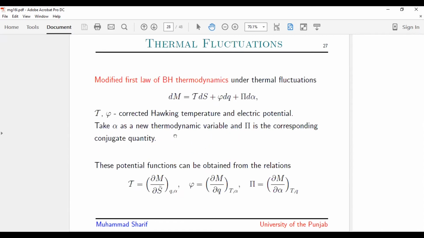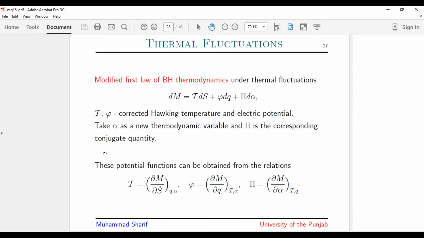Now we can check the modified first law of black hole thermodynamics. Modified means under the influence of thermal fluctuations. So this is the form of the modified first law. Here tau and phi are the corrected Hawking temperature and electric potential. We take alpha as a new thermodynamic variable and pi is the corresponding conjugate quantity.